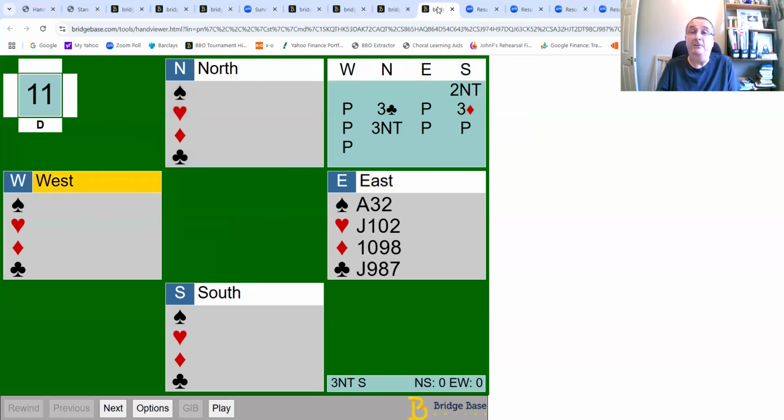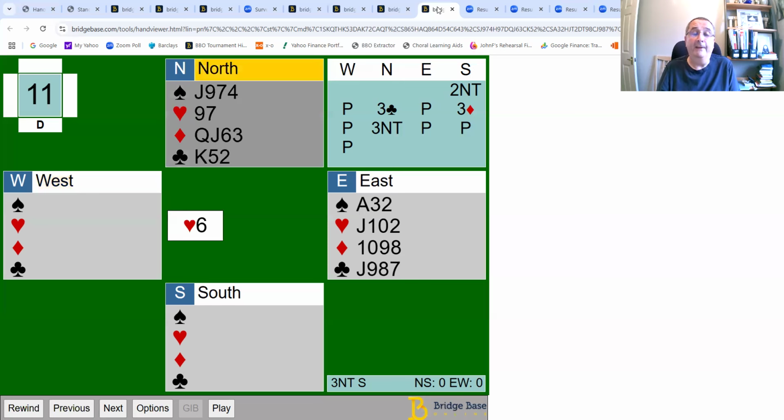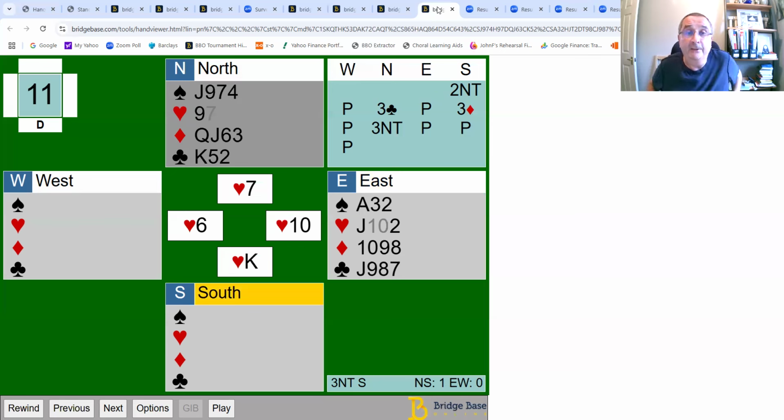Finally, let's have a look at this one. Here, South has opened 2 no trump. North bids 3 clubs Stayman. South bids 3 diamonds, which denies a 4-card major. And North bids 3 no trump. And this time your partner leads the 6 of hearts. A low heart is played from dummy. You play the 10, and that loses to Declarer's king.